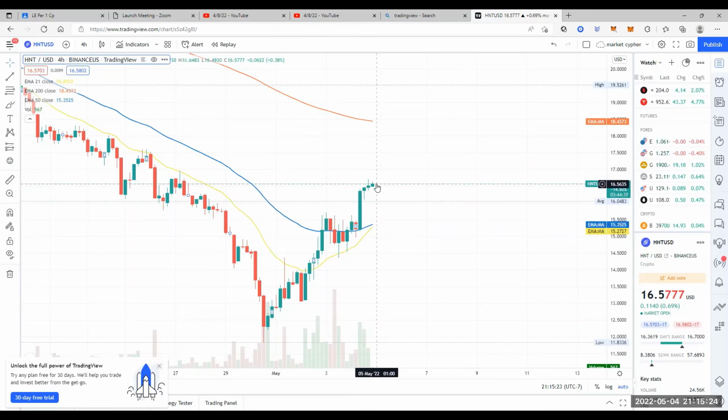Now, where can we go to from here? Well, let's look at some other resistance points right here. See, right here is where we came back, and over here is where we again dropped. And then right from here, we dropped again. So really, our next resistance line would be around $17.46.